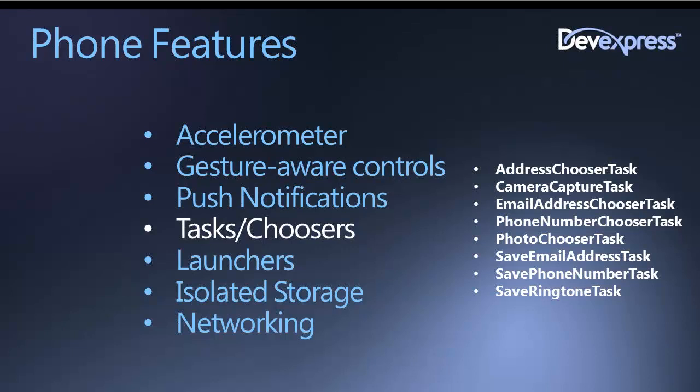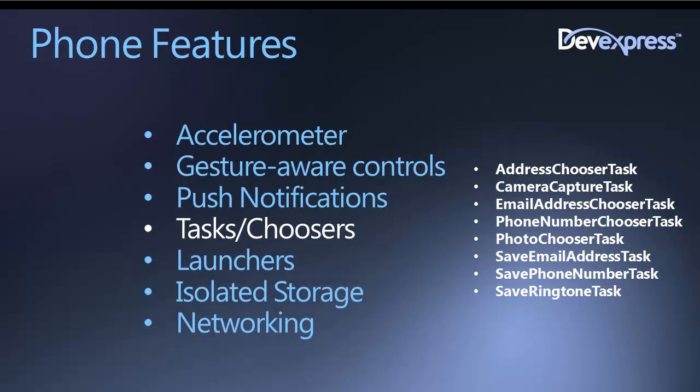There's the address chooser, which allows you to pick an address out of your address book. Camera capture, which will fire up your camera and allow you to take a picture. The email address chooser task allows you to choose an email address out of your address book. Phone number chooser task, same basic idea. Photo chooser task is going to dig into your media collection on your phone and allow you to select an image that's stored on your phone. Save email address, save phone number, save ringtone.